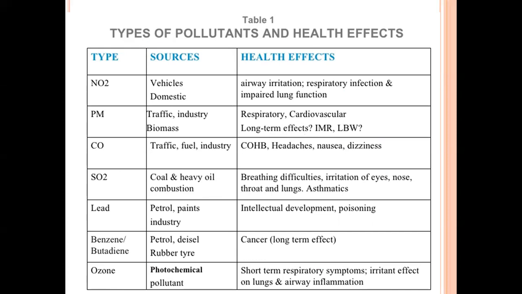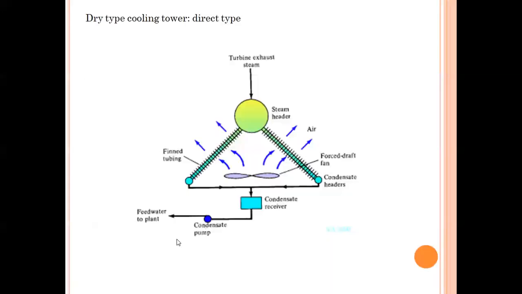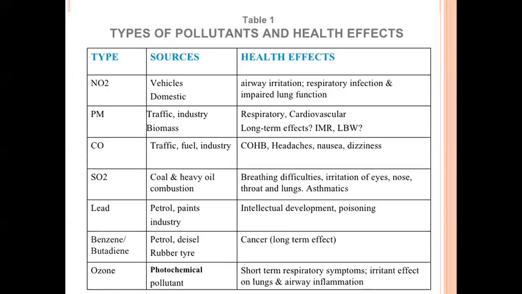asthmatic effects. Lead from petrol, plant and industry affects intellectual development. Benzene from petrol, diesel, rubber and tires causes cancer. Ozone, a photochemical pollutant, causes short-term respiratory symptoms and an irritant effect on lung airways and infection.